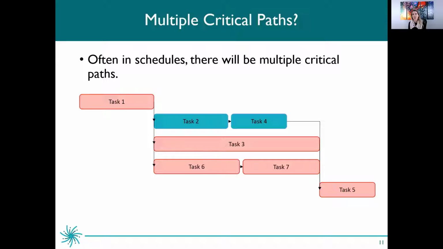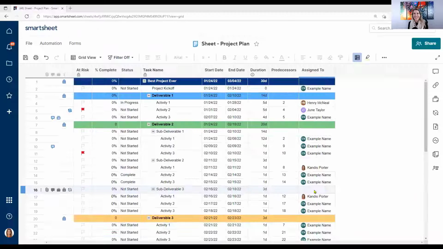You can also have multiple critical paths, especially on more complex schedules where you have a lot of different resources accomplishing a lot of different tasks in parallel. You can have multiple critical paths. So again, it's important to know how to look at this within Smartsheet or MS Project so you can make better decisions, and it will prevent you from delaying your schedule when at all possible.